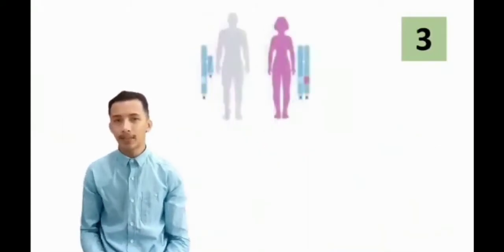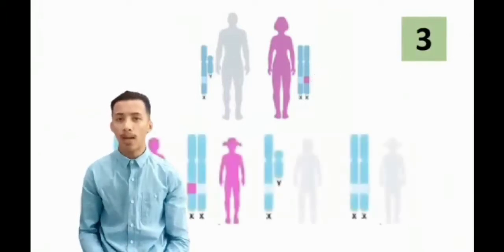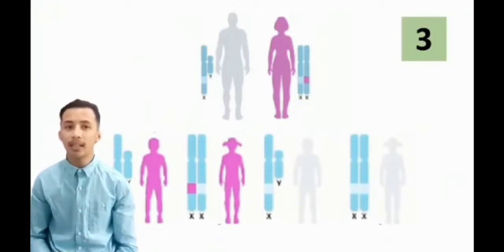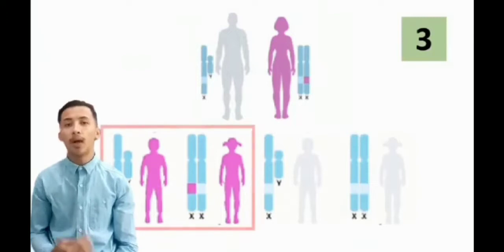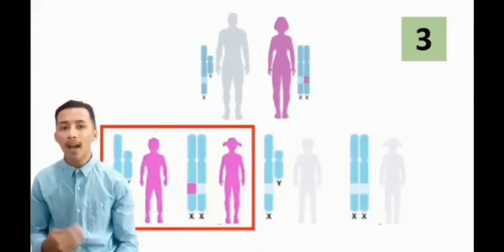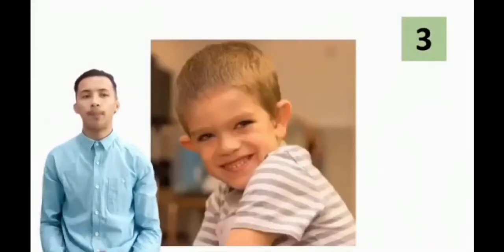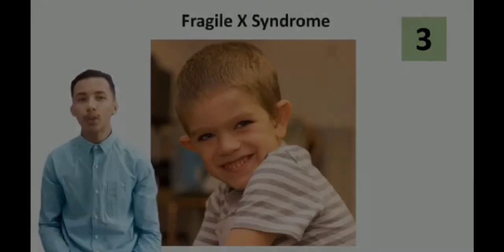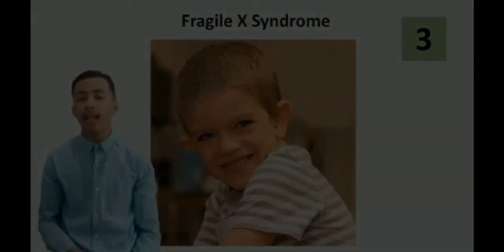So, let's consider another scenario. Okay, here, the mother has the mutation. Now, what will happen? Sons and daughters both receive X chromosomes from the mother. So, sons and daughters who inherit the mutated gene will be affected. One example of this disorder is Fragile X syndrome. The child usually has developmental delay and learning disability.